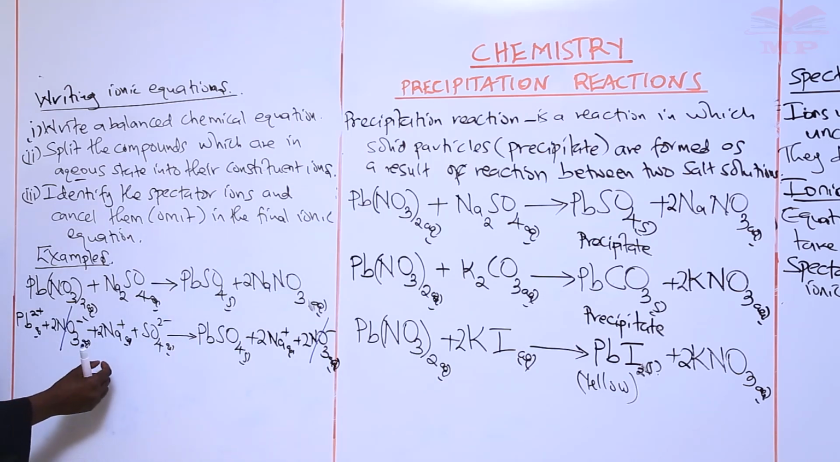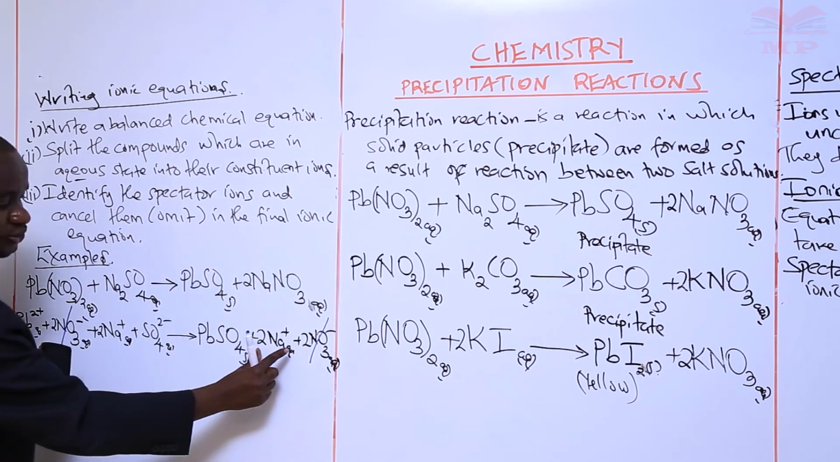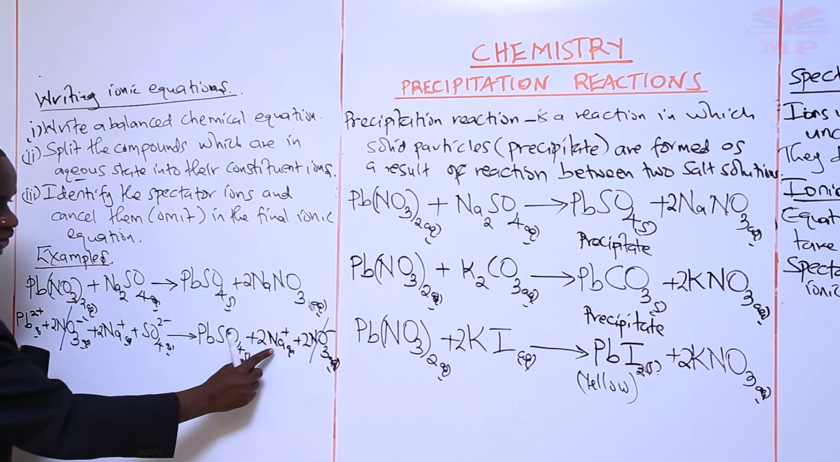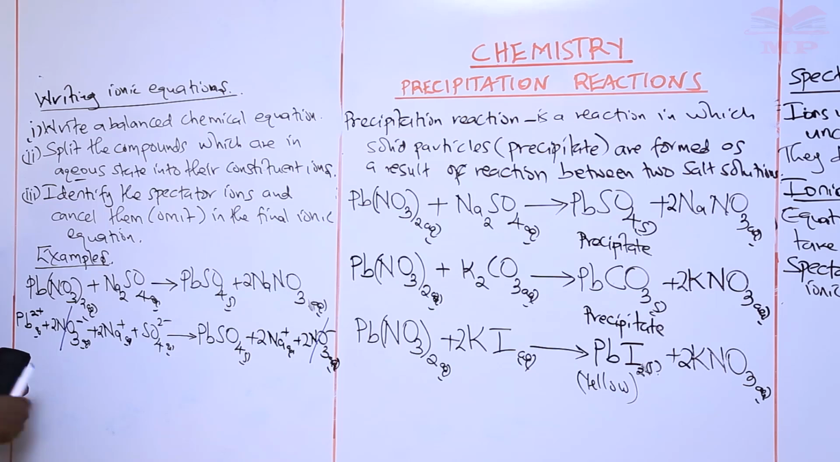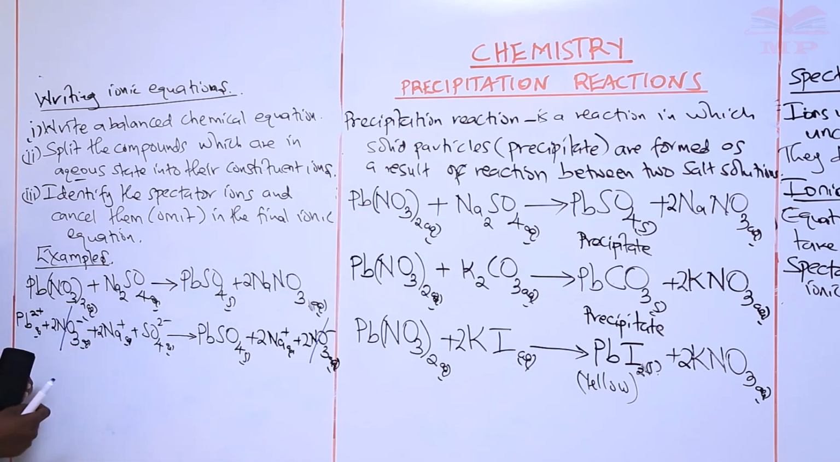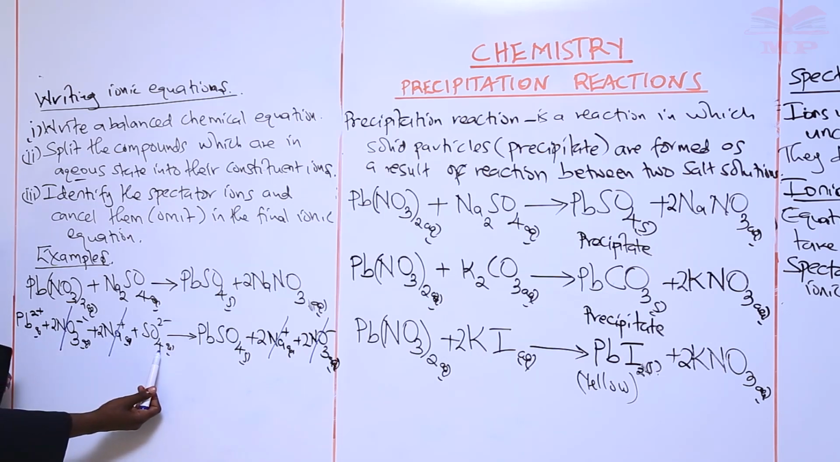Then the next, you move to sodium. Sodium ions on the left, aqueous state. Sodium ions on the right, aqueous state. So these ions at the start aqueous state, at the end aqueous state. That means they have not undergone any chemical change. As a result, we shall also refer to them as spectator ions. So we also cancel sodium ions, spectator ions, we cancel. Lastly, check sulfate.